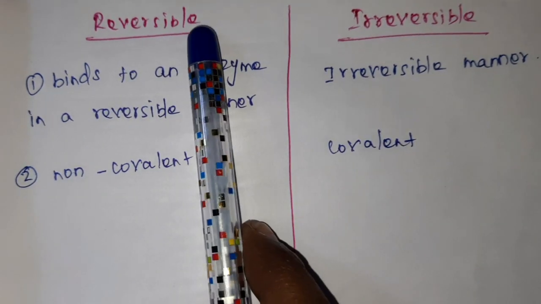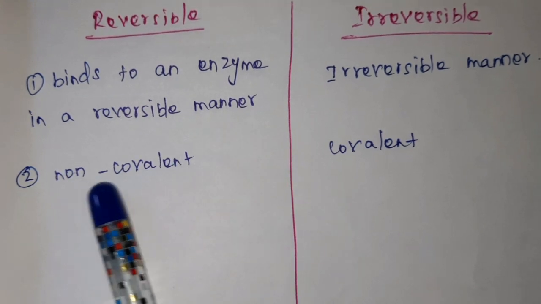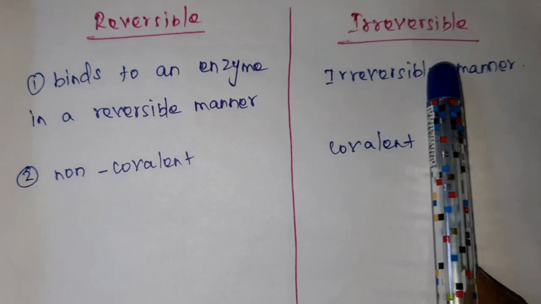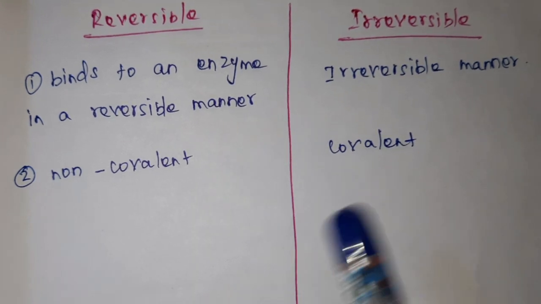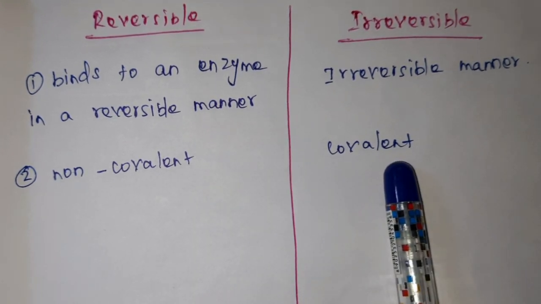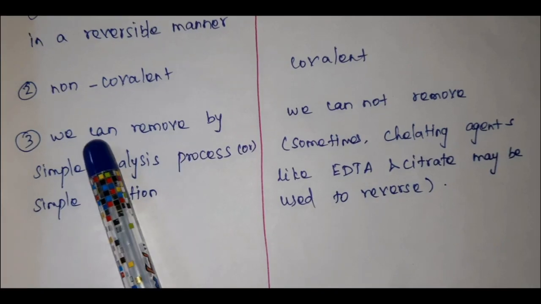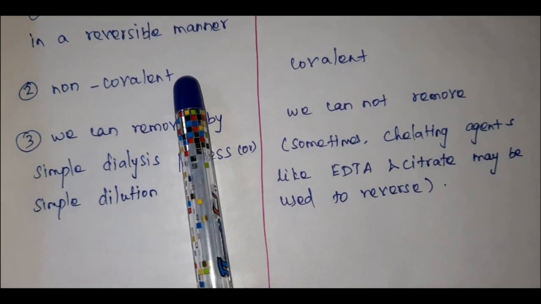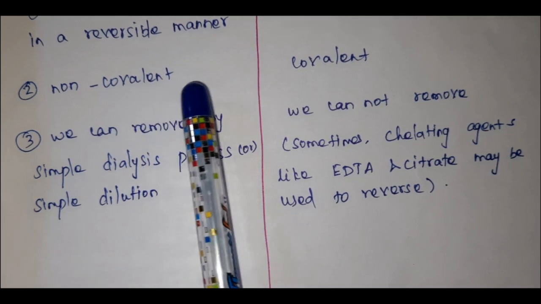So in reversible inhibition, the binding is in a reversible manner. That means there will be a non-covalent bond formation between the enzyme and inhibitor. Whereas in the irreversible manner, there will be a covalent bond formation. That means there will be a stable complex formation between the enzyme and the irreversible inhibitor. In the reversible case we can remove the inhibitor, since it is bound with the enzyme by non-covalent bonds, so it is loosely attached with the enzyme.